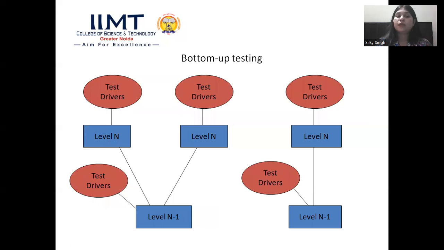Bottom up testing. In bottom up testing, we test from the bottom to the top, starting at level N-1. At level N, the test driver should work on level N. After that, level N-1. In bottom up, we work from the lower module to the upper module. For example, in an ERP system, student login, teachers, and staff would be the lower modules, and administration and academic would be the upper modules. So we test from the lower module to the upper module.